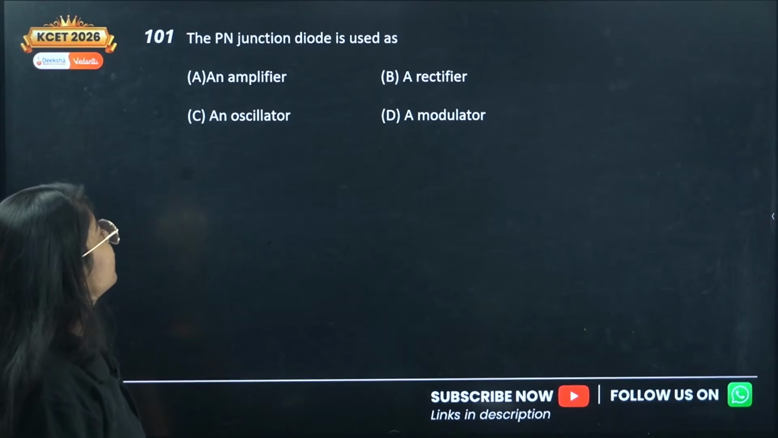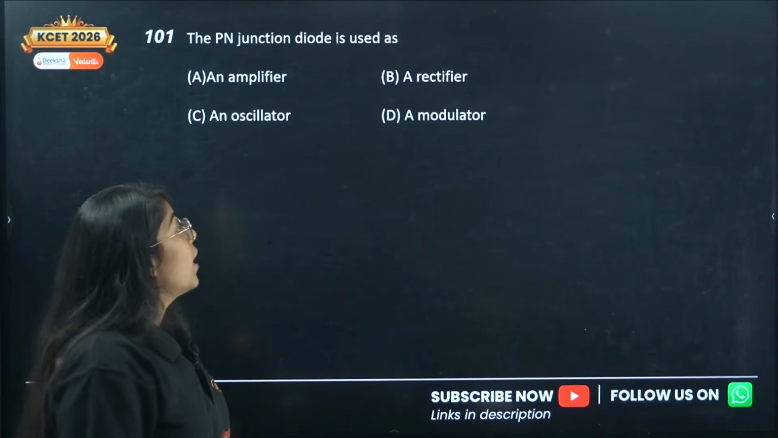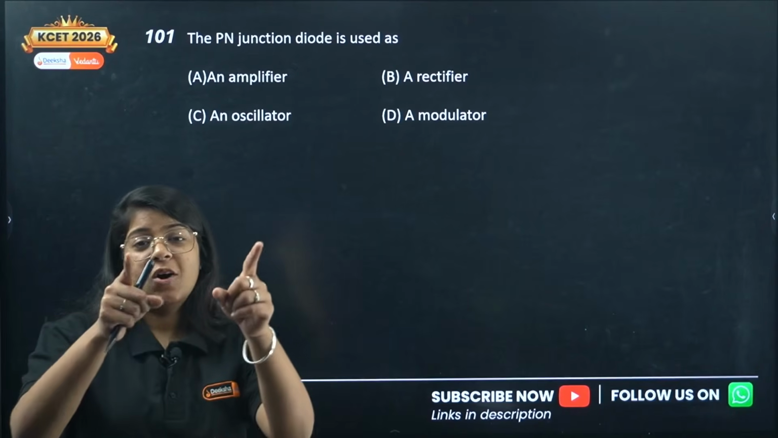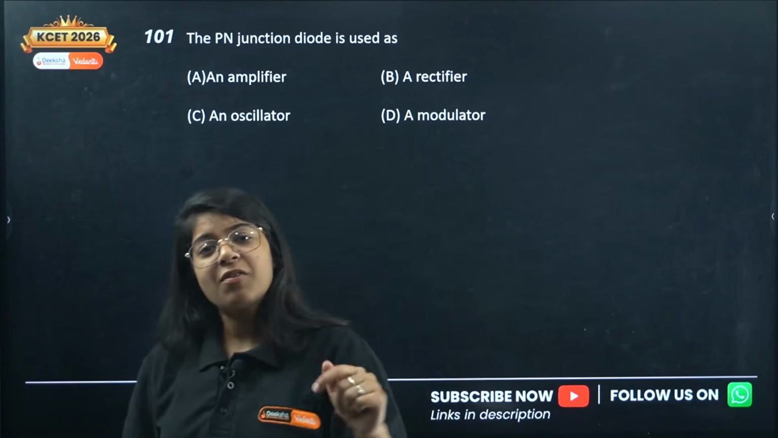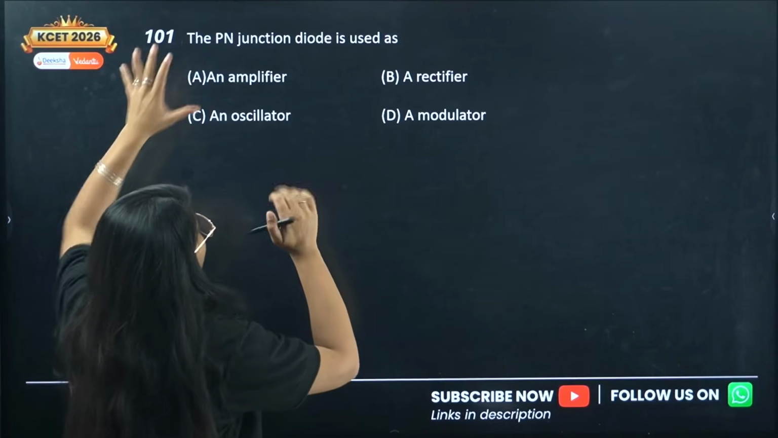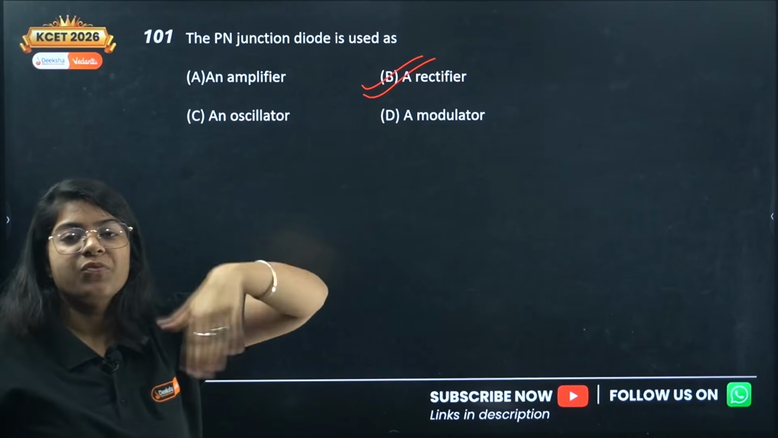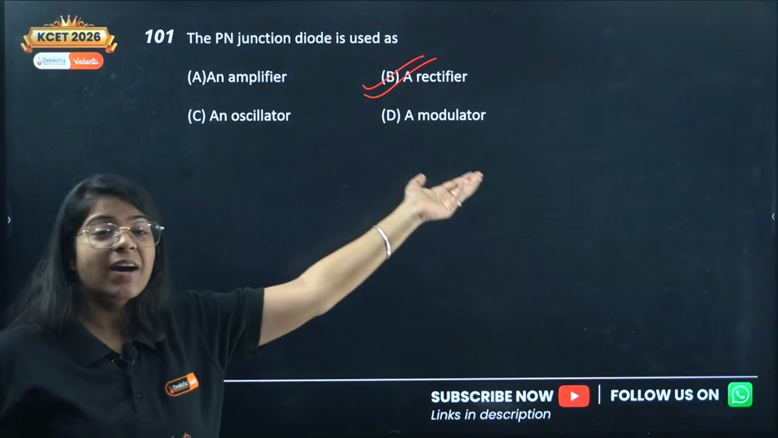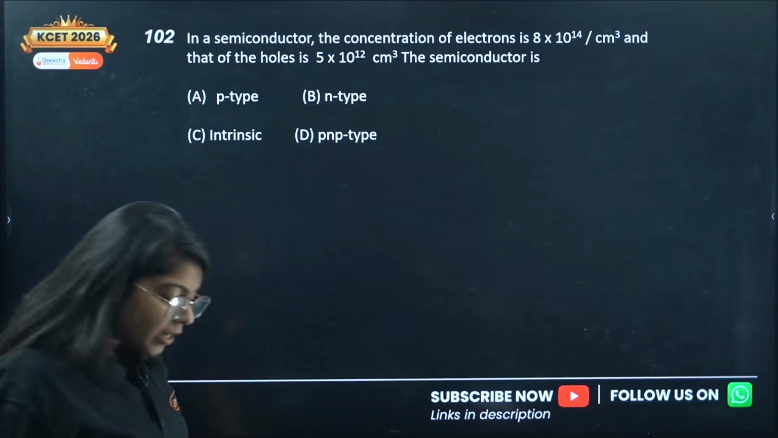101 question. A PN junction diode is used as an amplifier, a rectifier, an oscillator, a modulator. You will comment down the answer to this in the comment section. Okay, let me give the answer for this and I'll give you one more question so that you can answer in the comment section. For this, a PN junction diode is used as a rectifier. We have studied rectifiers, their working, construction, everything. And we use PN junctions to create rectifiers. So, PN junction diode is used as a rectifier.